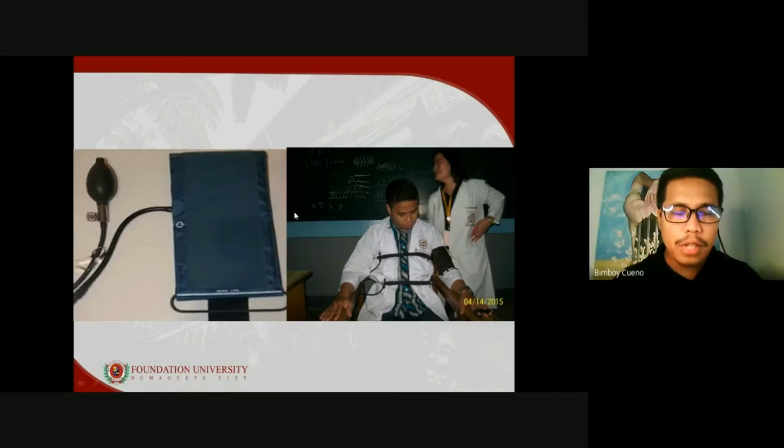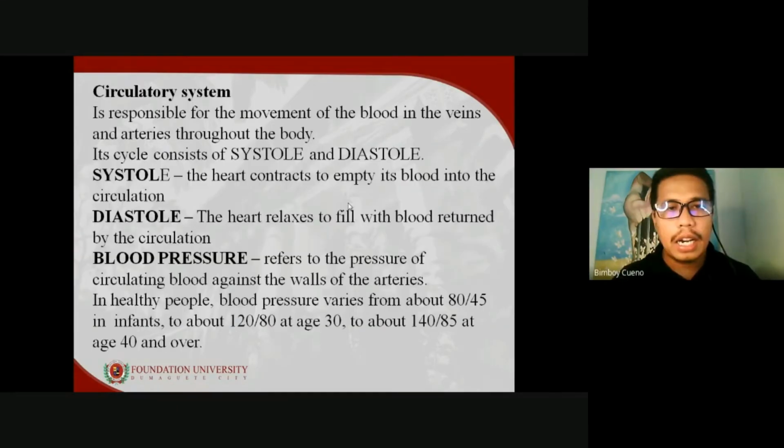Okay? Unsay purpose sa Accuracy? It will measure, or it will record the changes of number 1, the pulse rate, number 2, the blood pressure of the person. Asa gibutang? 1 inch from the elbow of the subject. The circulatory system is responsible for the movement of the blood in the veins and arteries throughout the body. Its cycle consists of the systole and diastole. When it is systole, the heart contracts to empty its blood into the circulation.